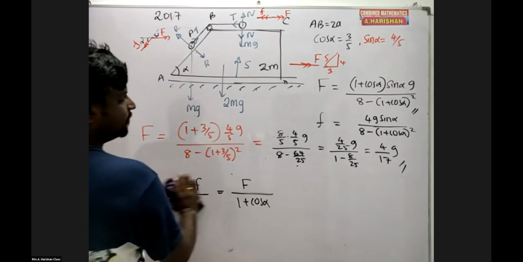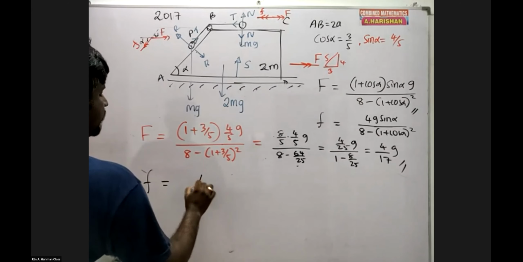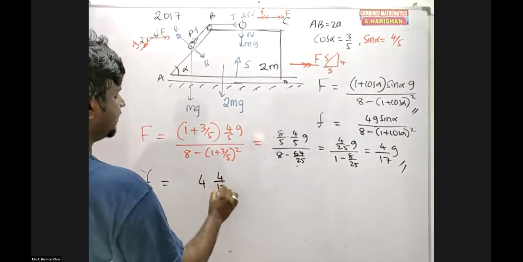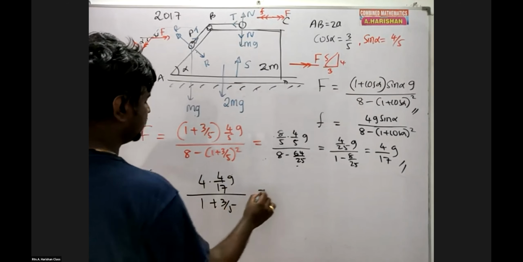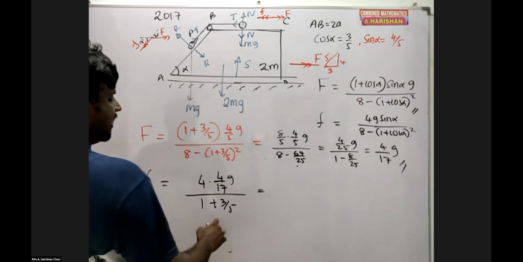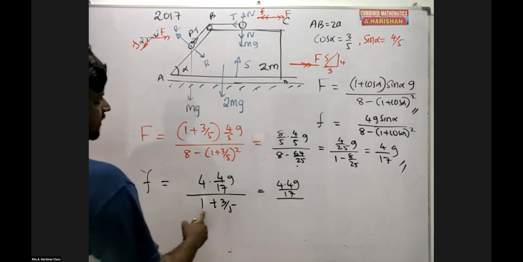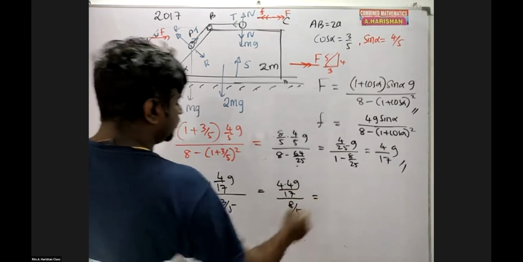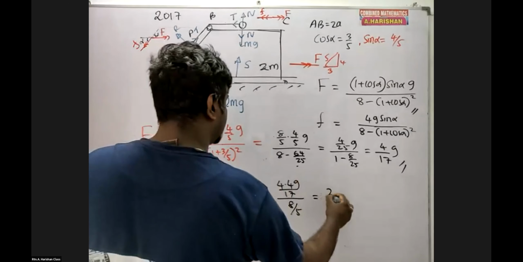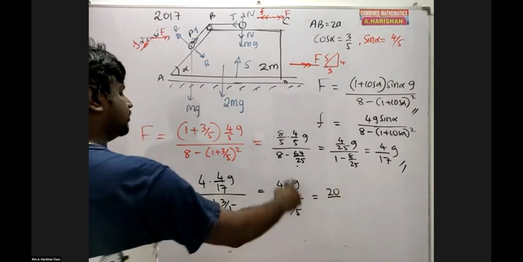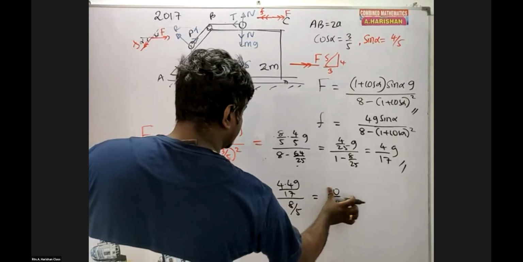4 capital F over 1 plus cos alpha. Right. Simple f will be 4 capital F, and capital F is 4g by 17, into 1 plus cos alpha, 1 plus 3 by 5. So this is 8 by 5. So I just do 4 into 4g over 17, over 8 by 5. You can cancel 8 and 4, that's 2 here, so it goes up. That is 20 divided by 34. Actually, you can simplify it, 10 by 17, isn't it?